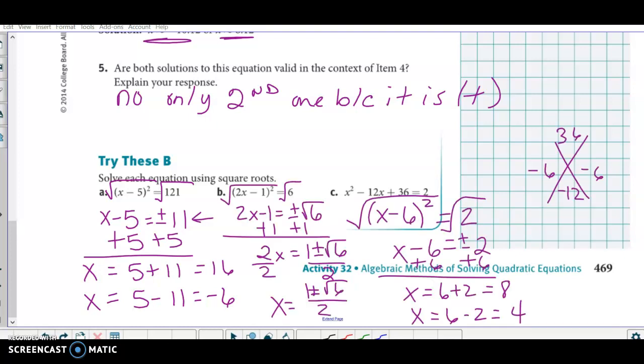If you want to try the next two, you can pause me and then come back and see the work. All right, so for B, we got 1 plus or minus the square root of 6 over 2. And then for C, again, it came out to a nice, pretty whole number. No, I apologize, I did this incorrectly. There should be a square root here. Let me go back and fix that. So we would just have 6 plus the square root of 2 and 6 minus the square root of 2. And remember, these are all going to be our roots or our solutions, our zeros, our x-intercepts.